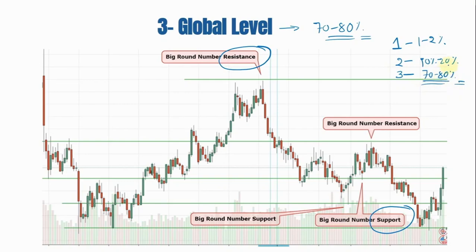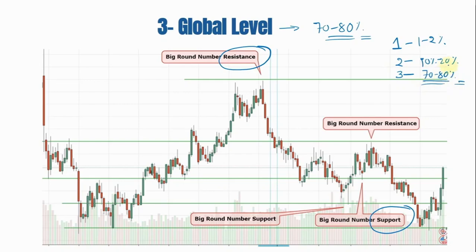Remember, at the minor level, you will get 1 to 2% understanding. At the major level, you will get 10% to 20% understanding. At the global level, you will get 70 to 80% understanding. At the global level, we analyze the broader market structure, including support and resistance zones, supply and demand levels, accumulation and distribution areas. One can have 70 to 80% understanding of the market, but no one can understand 100% of the market.